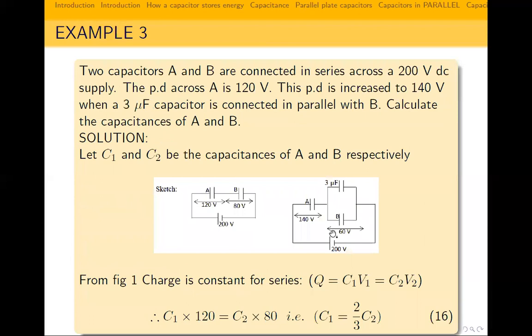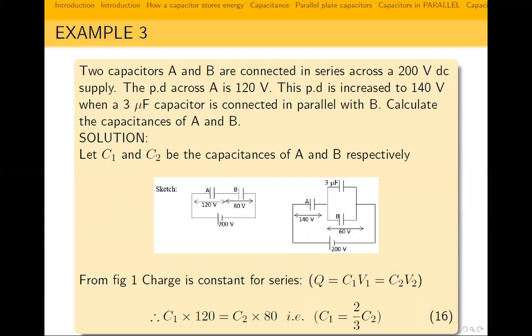Example number 3 is a little bit advanced. You are told that two capacitors A and B are connected in series across a 200 volts DC supply. The potential difference across A is 120 volts. This potential difference is increased to 140 when a 3 microfarad capacitor is connected in parallel with B. Calculate the capacitances of A and B.